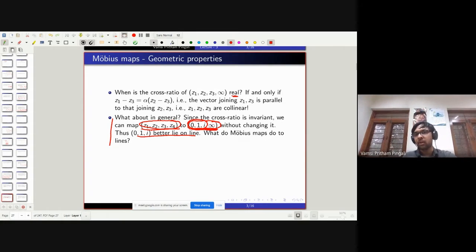So what happens to this line when you go back here? A Mobius transformation supposedly takes these 4 points to these 4 points, right? These 3 lie on a line. So what happens to a line under a Mobius map? This is the real question. Okay, so this is just motivation for this question. Don't take it too seriously.